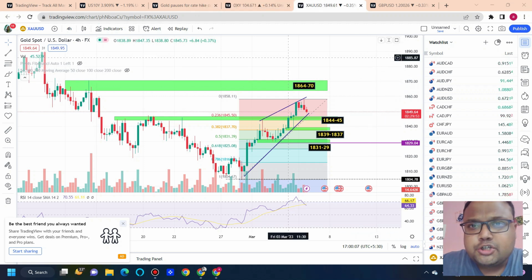For additional confirmation, you can look at the chart of bond, you can look at the chart of the US dollar index. If these are going in the opposite direction, that will be an additional confirmation for you.